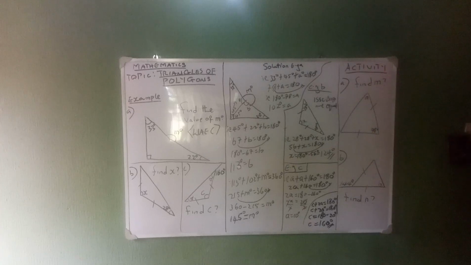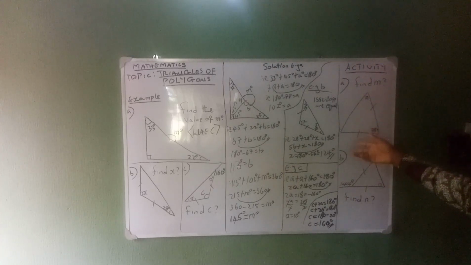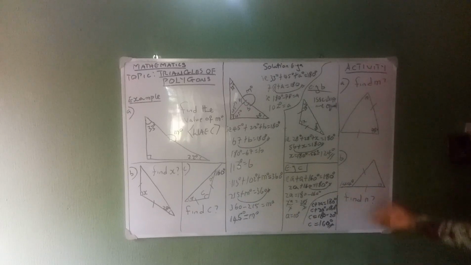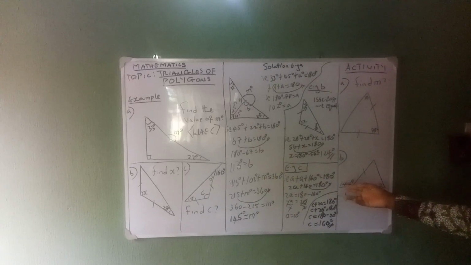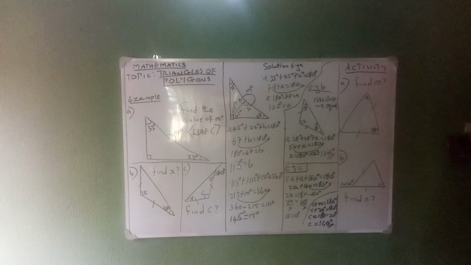If you watch here, we have our activity where you should find M when we have this triangle, and also here we should find N when we have this kind of triangle.